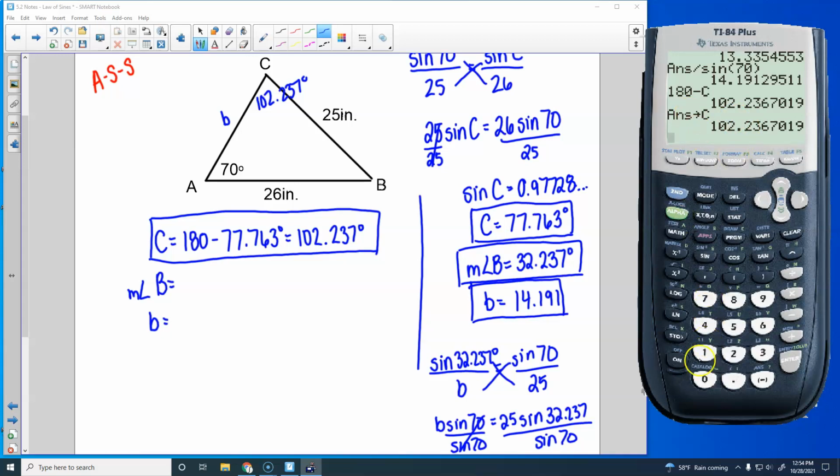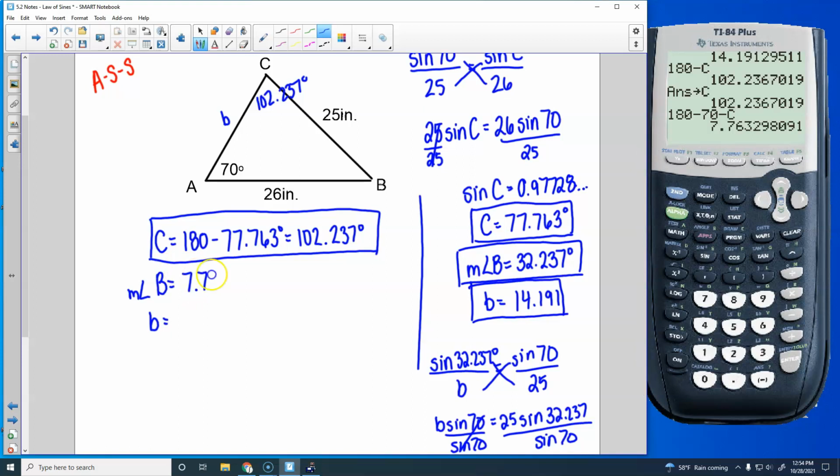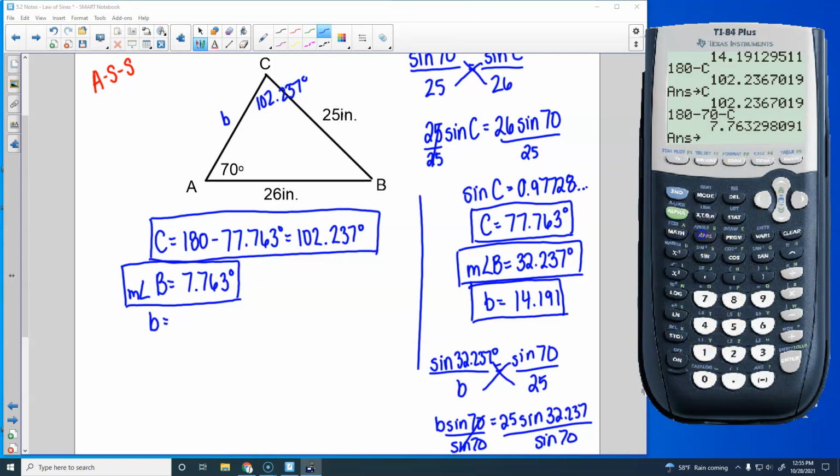So for B, I'd have to do 180 minus 70 minus that C value. So the other possibility for my angle here is 7.763 degrees. So that's a possibility. And I'm going to store this one as B now. So store B.